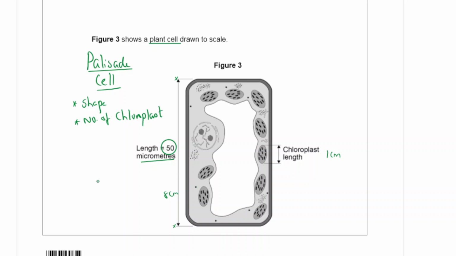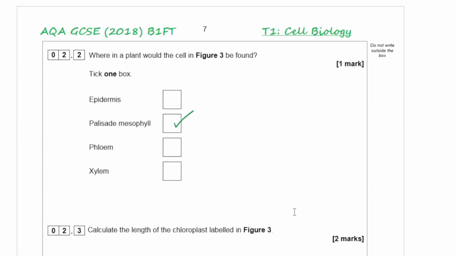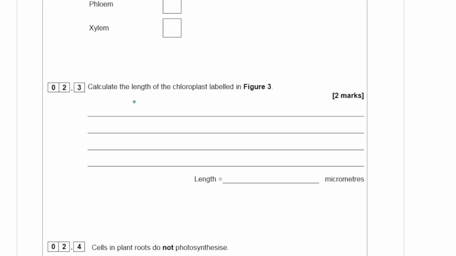So if I divide 50 by 8, I should get the length of what 1 centimeter is, which is the length of the chloroplast. So 50 divided by 8 will give me 6.25 micrometers. Now, they're actually accepting a range between 6 to 6.3 micrometers.